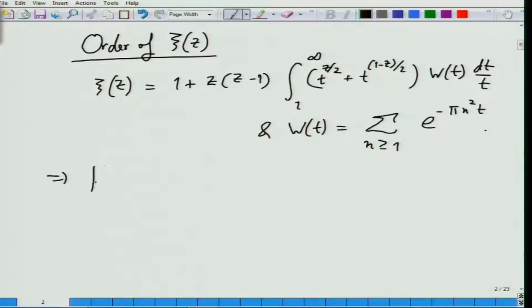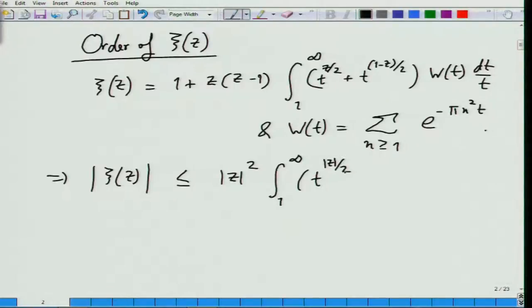What does this give? So, order of psi means absolute value of psi z we want to estimate. This is, let us say, less than or equal to mod z square for this part, and then integral going on to infinity t to the z by 2, what is that bounded by? That is bounded by clearly t to the mod z by 2, right, and t to the 1 plus mod z by 2. Okay. Then w t over t d t.